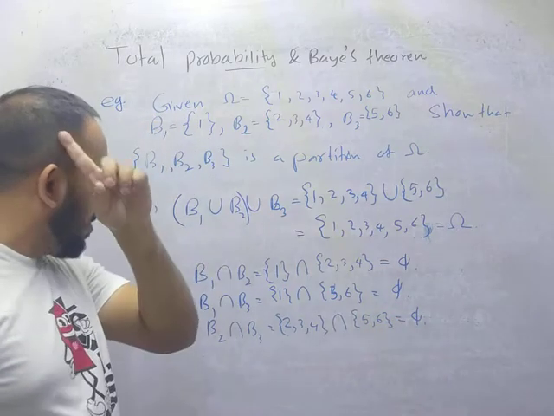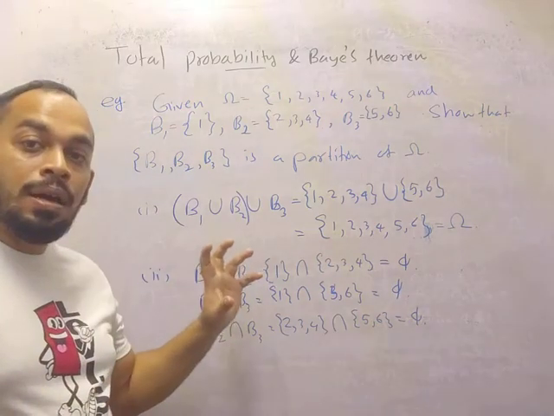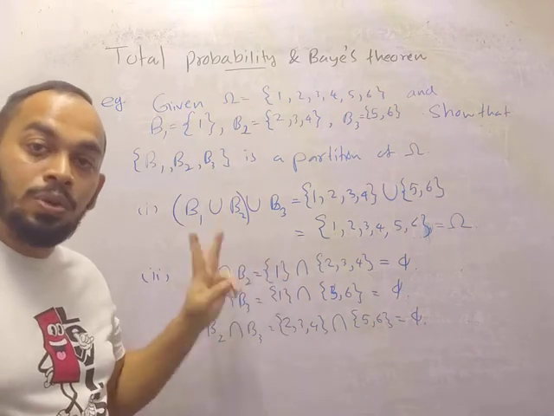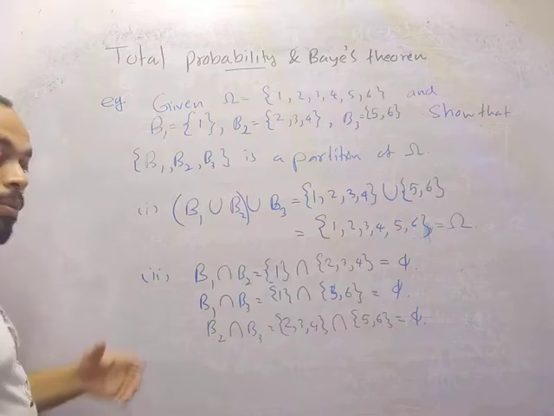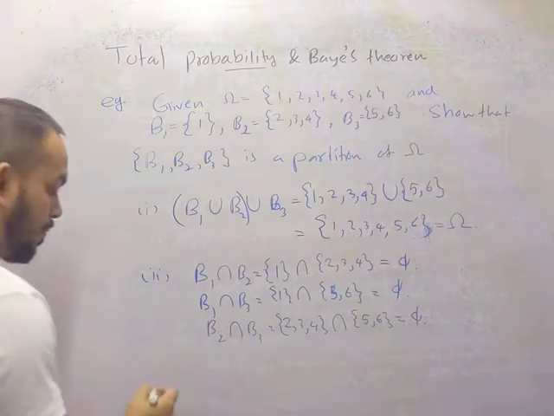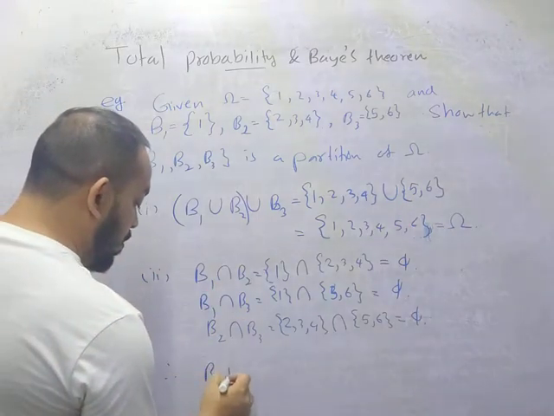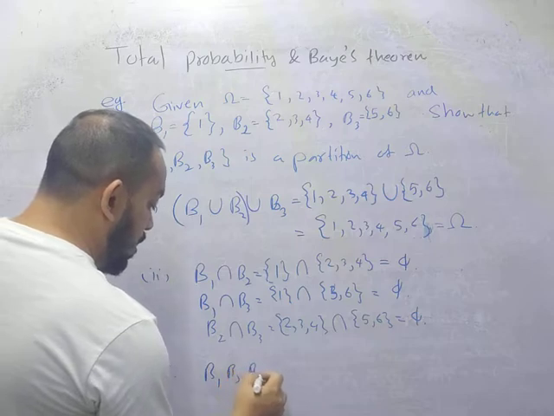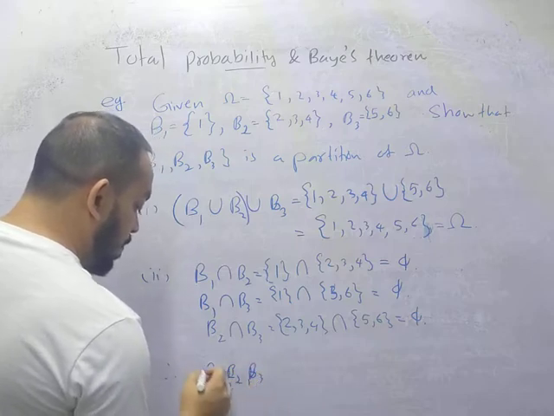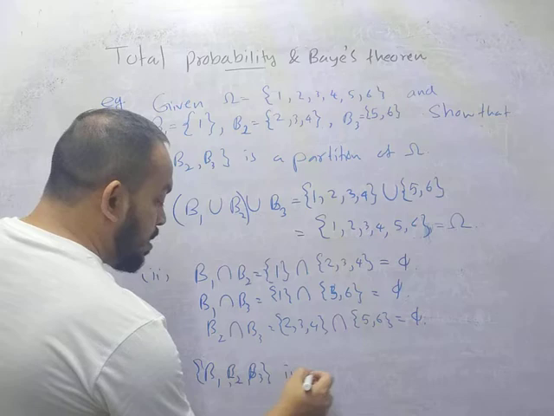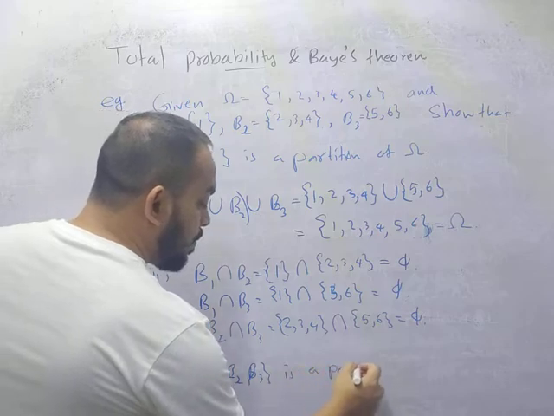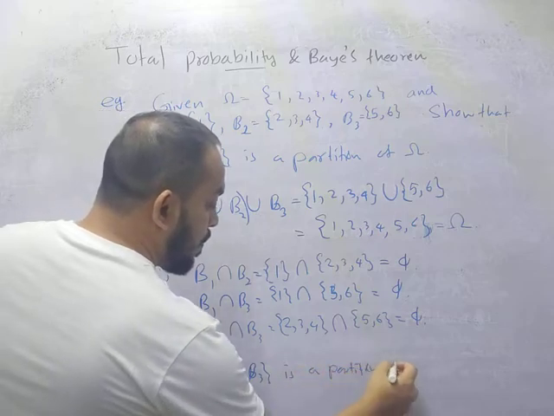So these B1, B2, B3 sets satisfy the given two criteria. They are both mutually exclusive and exhaustive, therefore B1, B2, B3 is a partition of the sample space.